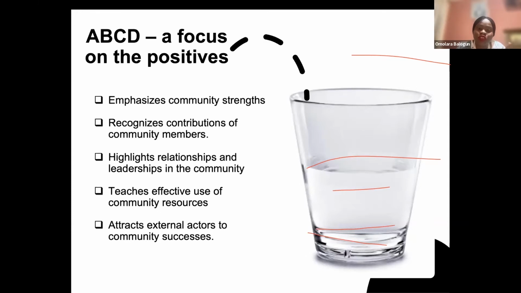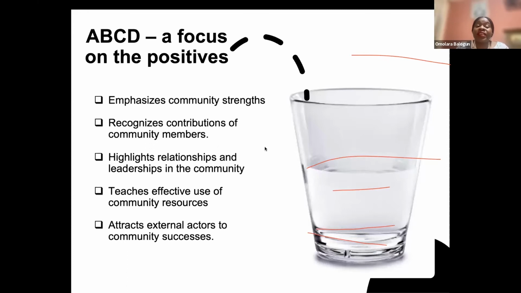Let's emphasize the strength that we have, even though we require more or additional support. Let's recognize the contributions of members of the community, of staff of the organization, of boards, interns, partners, and consultants that we work with. Let's highlight the relationships and leaderships within the communities. Yes, it may not be perfect at the time you're carrying out this kind of assessment, but it doesn't mean it doesn't exist. There's no community that has nothing. Every community always has something. Most times they don't even see what they have.